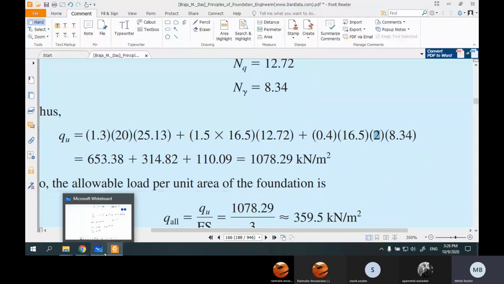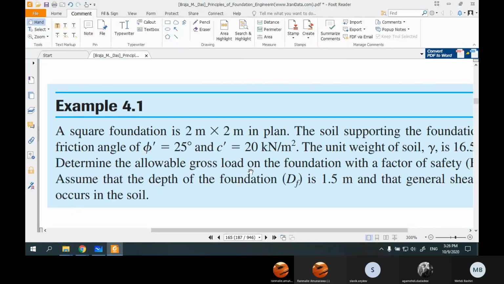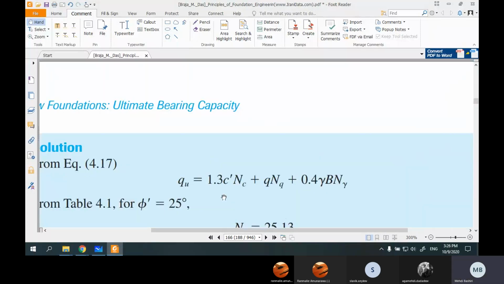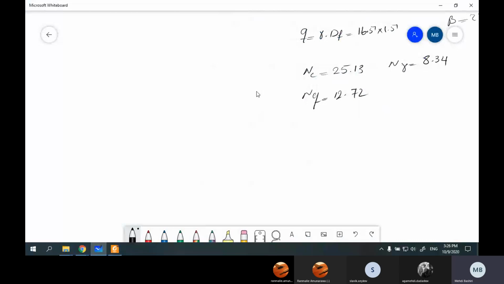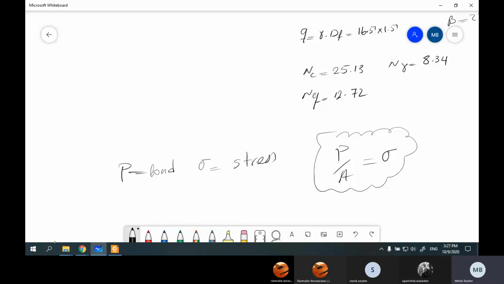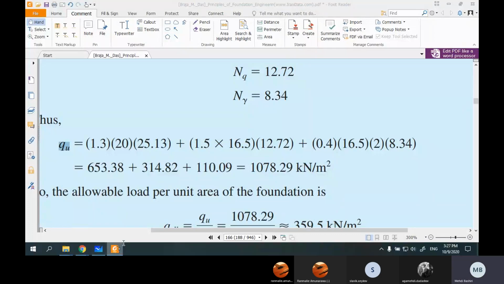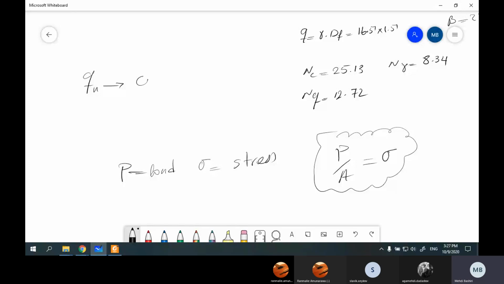But here you have to pay attention to the final purpose of the question. We have two answers. One of them is Q, or lowercase q. Here you can see that it gives ultimate capacity. Before, you all know the difference between P, for example load, and sigma, stress. P divided by area is stress. Force divided by area is stress. So in this equation, q is stress. We called it capacity.